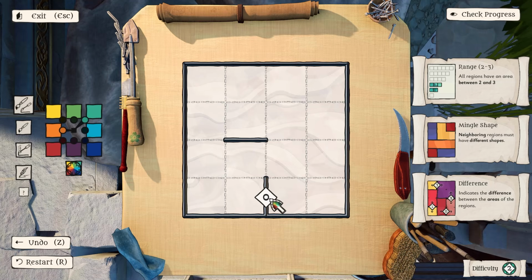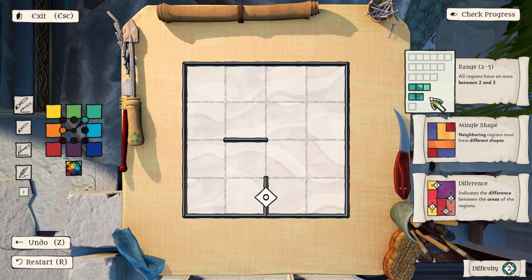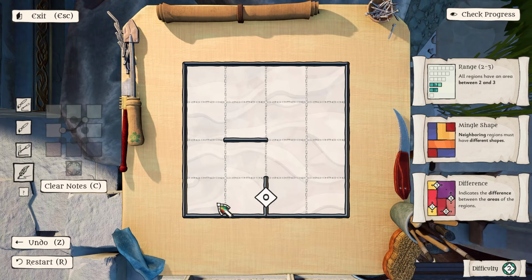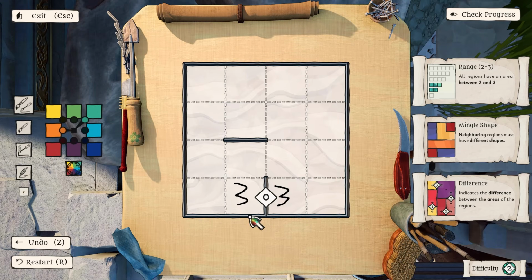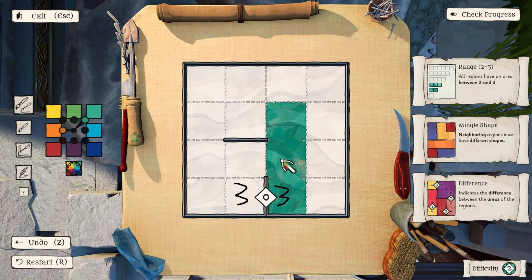So 2s or 3s. 3s have 2 possible shapes they can be. And then mingle shape. Okay, so what you're saying is, since 2s, these both have to be 3s. Because if they were both 2s, then they have to be the same shape, but the mingle shape wouldn't be held. So they're both 3s. So they have to be 2 different types of 3. This 3 cannot be a long 3, so you're a long 3.